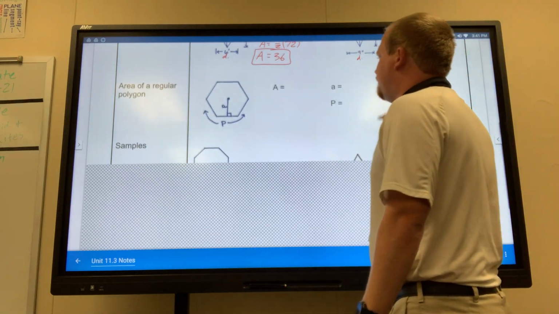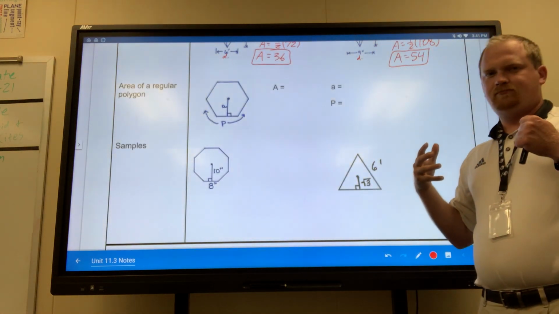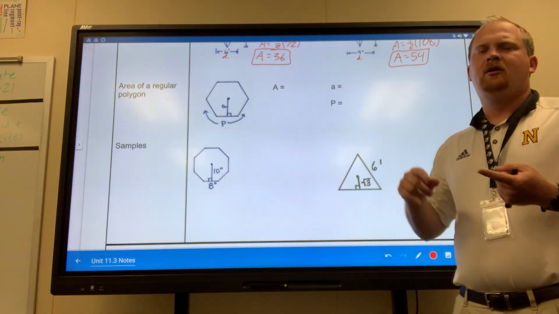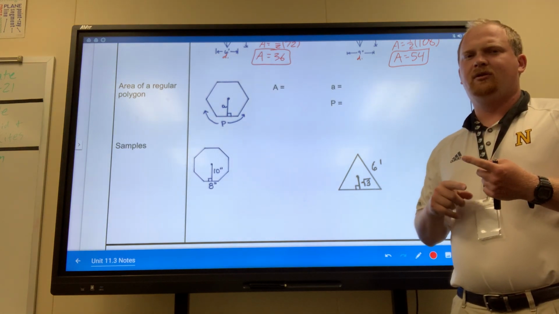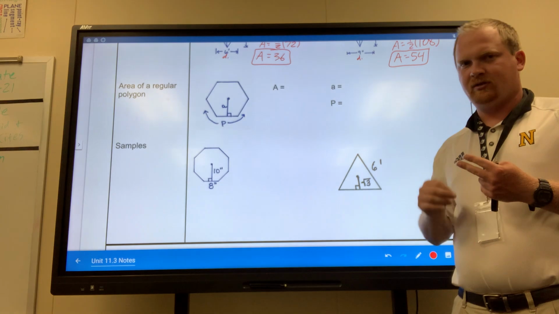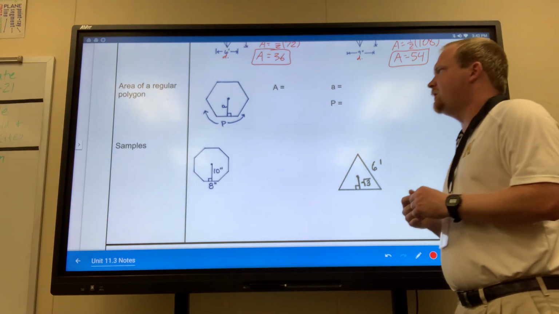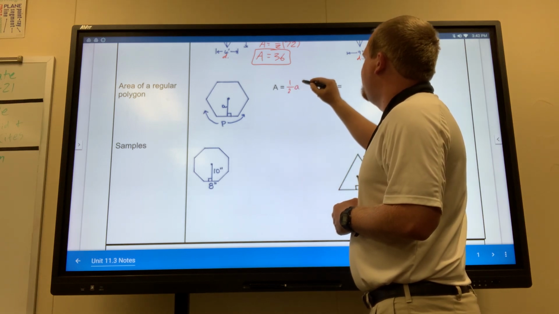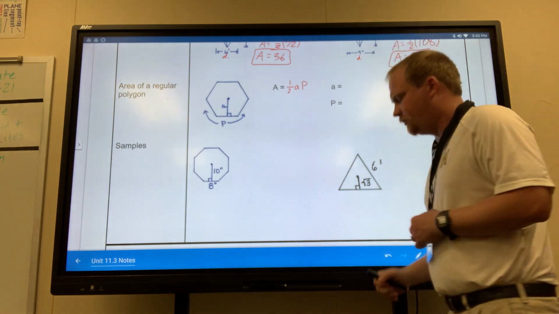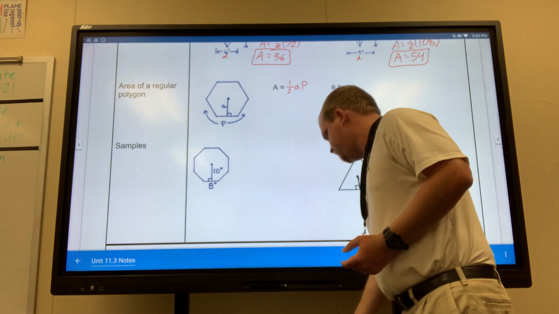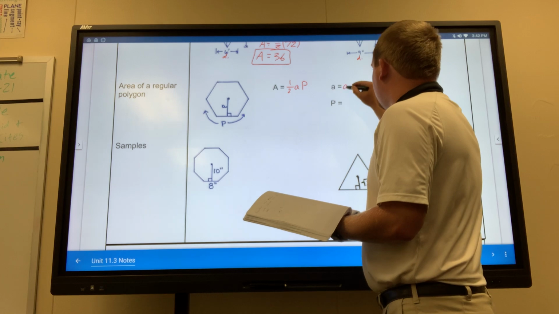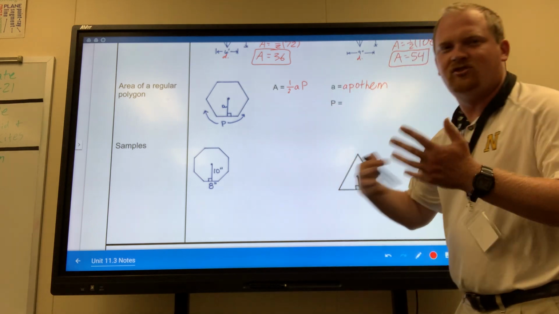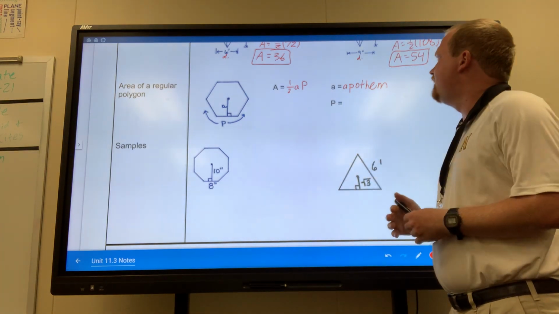Now, what about a regular polygon, okay? Remember, this only works for regular polygons, okay? And what is a regular polygon? Is where all the sides are the same length and all the angles are the same, okay? So that's an important thing to keep in mind, because to find area, it's 1/2 of the apothem times the perimeter. What's apothem again? Now that I see the word, I know what it is now.